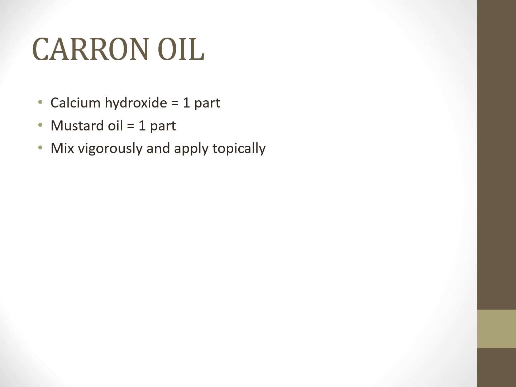Carenol may be used at the burning site. How can we prepare it? We require only two things: calcium hydroxide and mustard oil. We will take one part of calcium hydroxide and one part of mustard oil. We have to mix both of these ingredients vigorously and well, and apply topically on the affected surface.